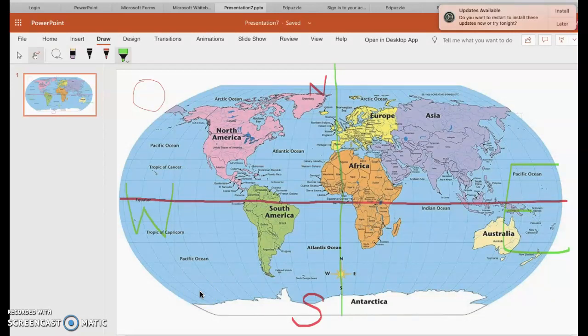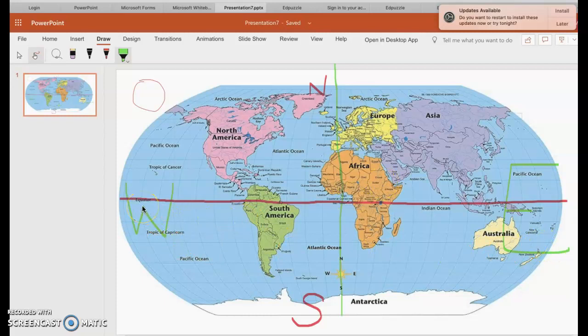Okay, so remember our compass rose. It had four main cardinal directions: north, south, west, and east. We know north is always going up, south is always going down, and then how we remember west and east, it spells the word we. So we always read and write from the left to the right. So it spells we, west and east.